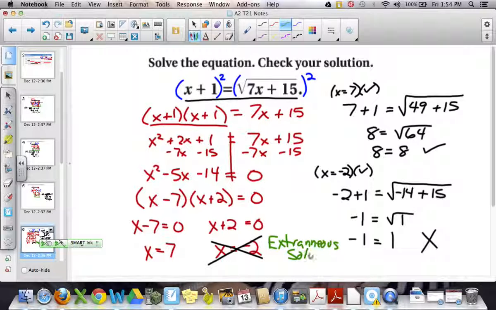solution. Because we solved everything correctly, we did all of the steps correctly, but we still got a solution that doesn't actually work in the original equation. So the only actual solution we have here is x equals 7.